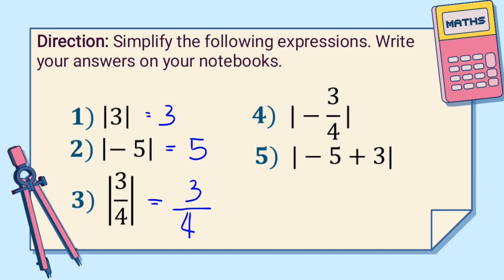As we all know, when dealing with absolute value, there is no such thing as negative. So for this one, it will be 3/4. Now for number 5, what is the simplified form? Okay, we all know that negative 5 plus 3 is what? Negative 2. Now what is the absolute value for negative 2? It is 2.